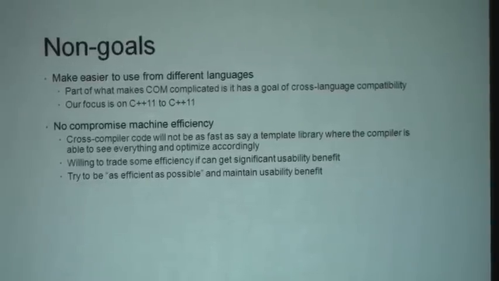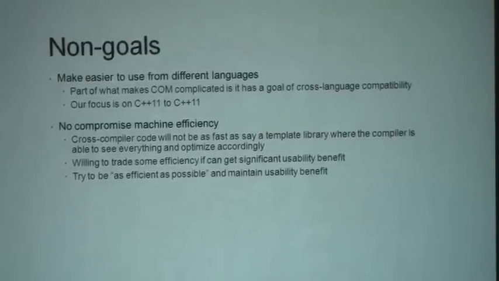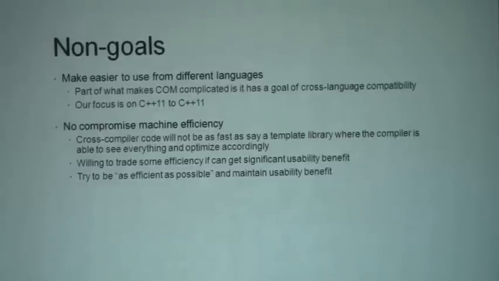Non-goals. Make it easier to use from different languages. Part of what makes COM complicated is that it was wanting to be used from Visual Basic, from Excel, from everything else. So our focus is on C++11 to C++11. And what also is a non-goal is no compromise on machine efficiency. Cross-compiler code will never be as fast as a template library where the compiler can see everything. We're already creating some barriers. You're going to trade some efficiency if we can get a significant usability benefit out of it. Try to be as efficient as possible, maintain usability benefit.